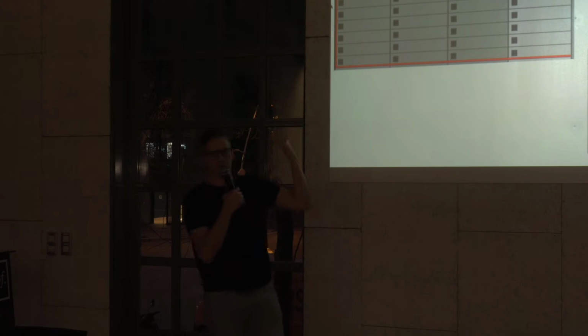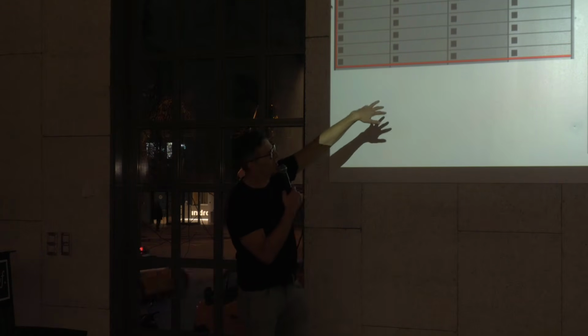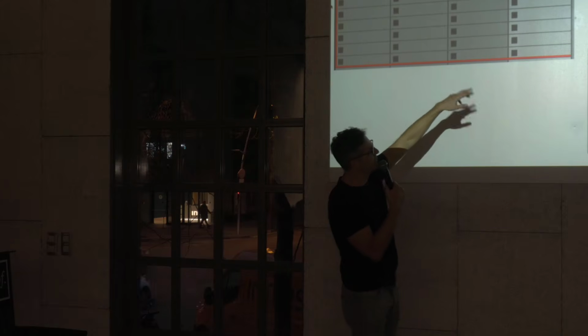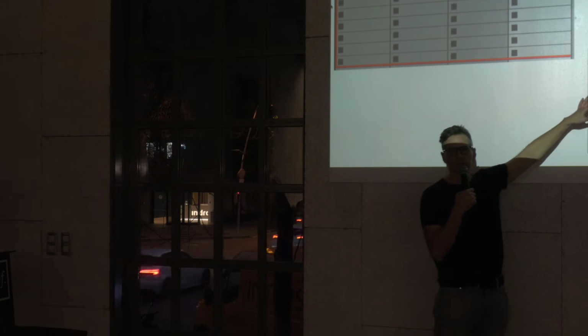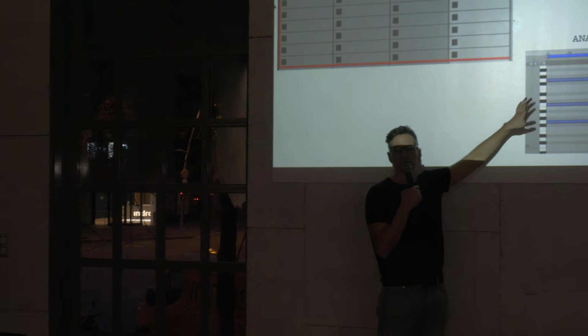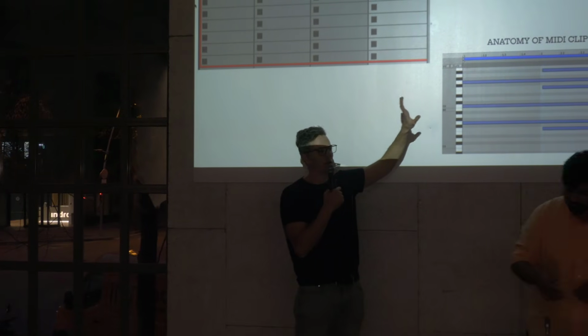So this is what it looks like in Ableton. For those of you who are not familiar with Ableton, these are the 4 streams or tracks that will generate a MIDI clip, and this is the anatomy of a MIDI clip, which is the symbolic representation that you can send to any synthesizer or drum rack.